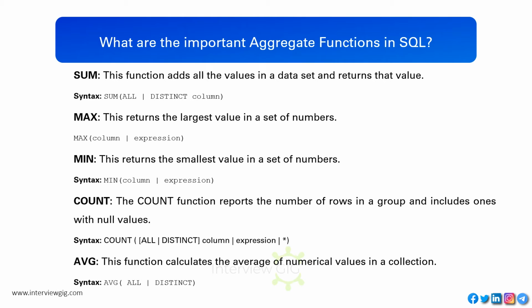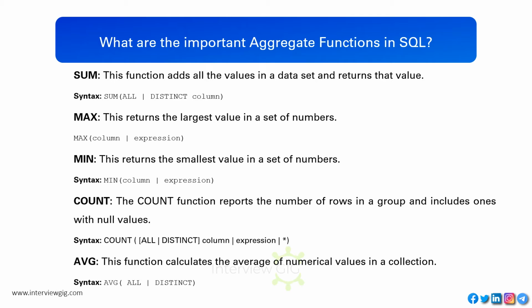What are the important aggregate functions in SQL? Sum: this function adds all the values in a data set and returns that value. Syntax: sum (all | distinct column). Max: this returns the largest value in a set of numbers. Syntax: max (column expression). Min: this returns the smallest value in a set of numbers. Syntax: min (column expression).